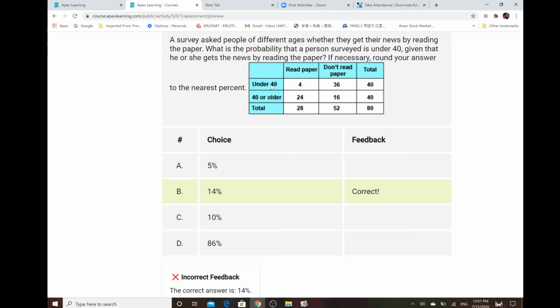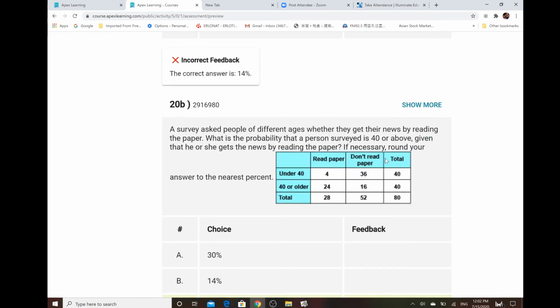So people under 40, so we do have the first column, the second column, but we need to select the one that's reading the paper. And this one is showing that it's on top of the event that he or she gets the news by reading the paper. So the number of people reading the paper is 28. So this one would be the total possible outcome. So the one that's reading the paper and under 40, so the overlapping column and row, would be 4. So 4 over 28, then that would be 0.1428. Convert that to percentage, then that would be 14%. So this one is just like 4 over 28, so 14%.